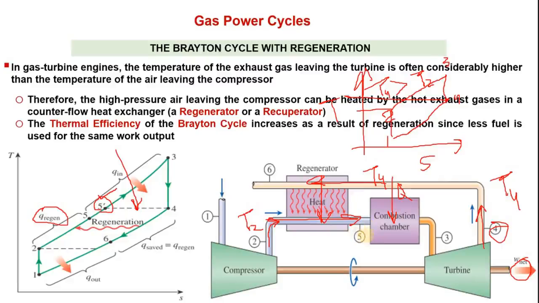Then we can achieve T5 equal to T4 if the area of heat exchange, or area of these pipes, is quite high. But high area means high cost also. So you have to decide the area of this heat exchanger depending upon the initial cost of this equipment compared to the overall fuel which we will save over the lifetime of this power plant. So that has to be decided based upon these two factors, the cost of the regenerator and the fuel saving.